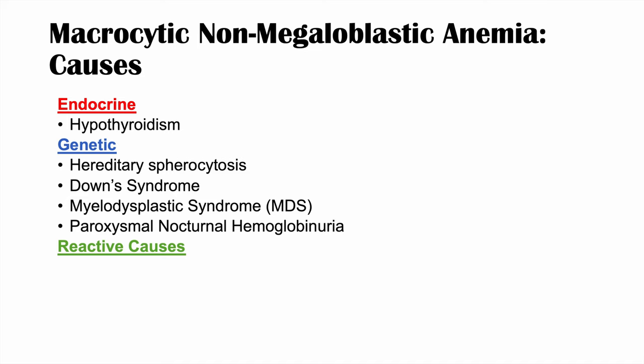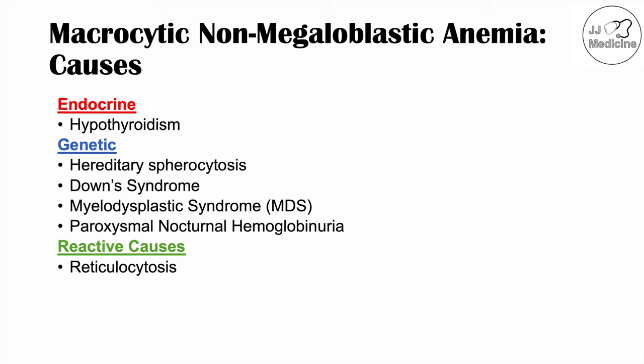There's also some reactive causes that can cause macrocytic non-megaloblastic anemia. Some of these include reticulocytosis. Reticulocytosis is essentially a surge of younger red blood cells. These cells are going to be larger in size, so that's why we see a high MCV. We see a lot of reticulocytes, and this can be due to a couple of different causes. There could be high turnover, so some kind of a hemolytic anemia. There could be some issue with blood loss, so the bone marrow is pumping out more reticulocytes. So we can see it from reactive causes.